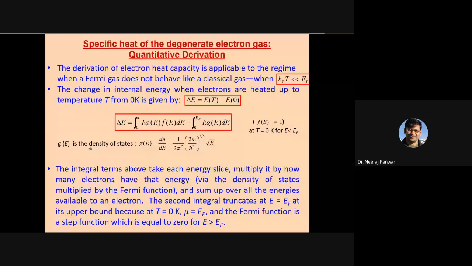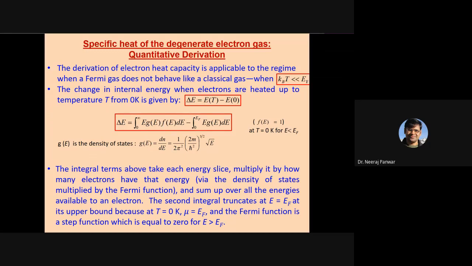And we also know the expression for density of states, so we need to put the density of states expression here: 1 over 2 pi square times (2m upon h cross square) to the whole power 3 by 2 under root E. So in this expression, we have two integral terms which share the total energy. I have already explained how we get it.